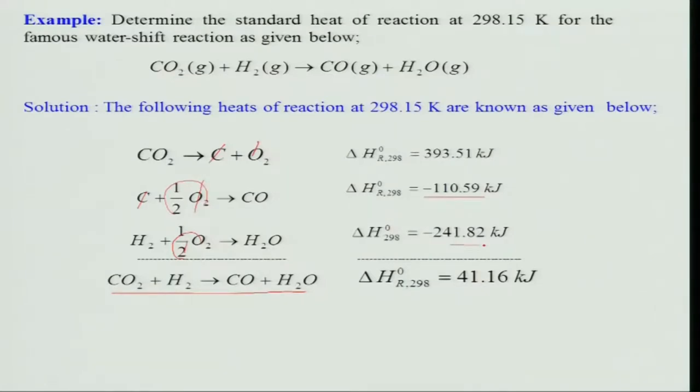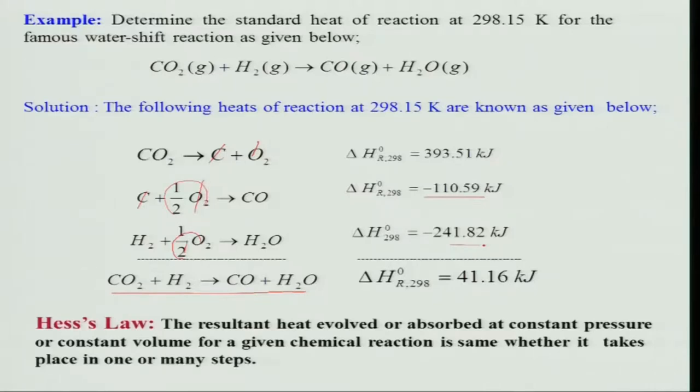That is basically known as Hess's law, which states that the resultant heat evolved or absorbed at constant pressure or constant volume for a given chemical reaction is the same whether it takes place in one or many steps. By the way, from which law does Hess's law stem? It is not really an actual law, but people call it that. It has come from your first law of thermodynamics. This is a beautiful concept known as Hess's law, which is just an extension of the first law of thermodynamics. Whatever path it takes, as long as it has two end points, it depends only on the end points. That means it is independent of the path taken by the reactions.